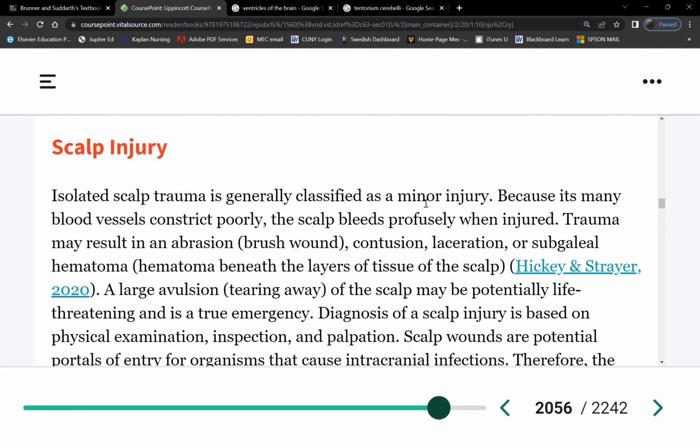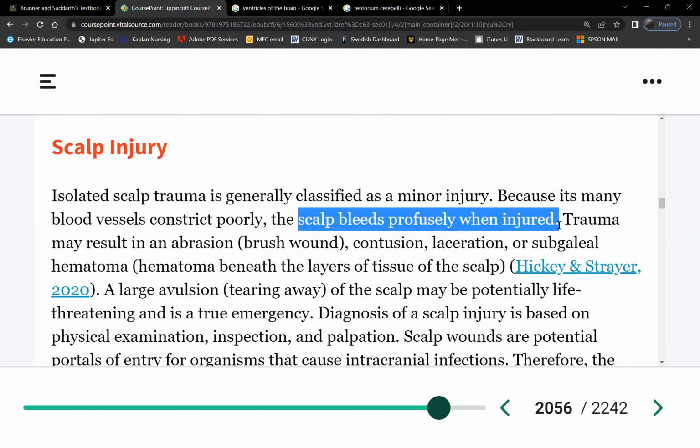Okay, you may get scared, oh my God, baby is dead. No, it's just probably the scalp. Okay, so it just busted a really big vessel. So here, the scalp bleeds profusely when injured. And it can look scary. You may think, oh, this patient's gone. Okay? No, they're not. It's just the scalp, all right?